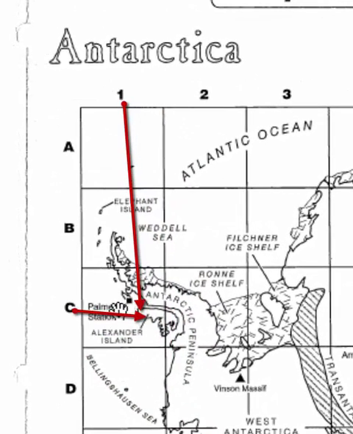For Monday number 2, which island is located in grid squares C1 and C2? So I just have to find C1, which would be right here, and C2, which would be right here. So I've got C1 here and C2 right there. And what I need to do is answer the question, which island is located there? So I'm just looking for the name of an island.